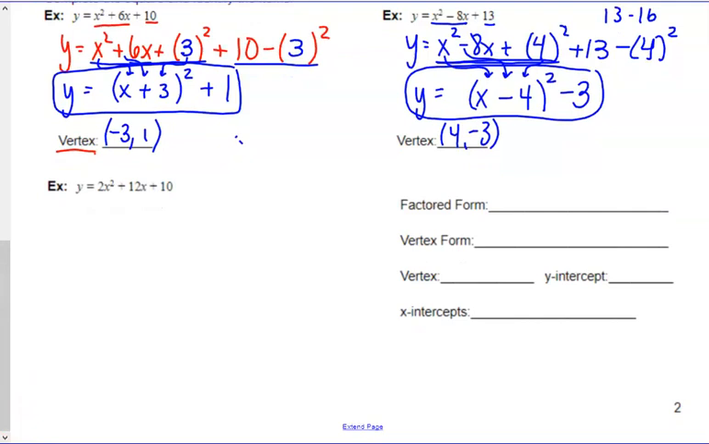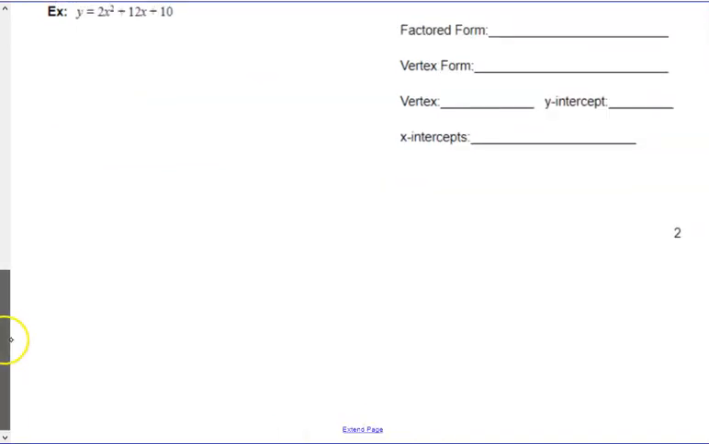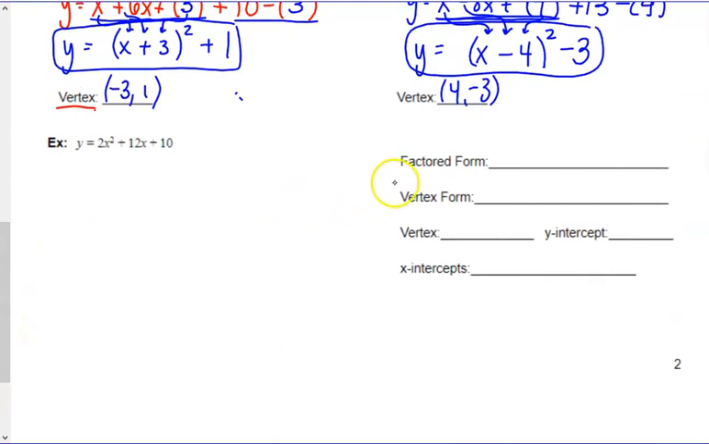All right, very good. Here we've got a couple things that we have to do: a factored form, vertex form, and then find all these other pieces. So let's just start with the factored form. That means I have to factor this equation, okay? Factored form. All right, so if I'm going to factor, so from our factoring section we said we'll take out any common terms first. Notice there's a 2, and a 2 in common. So if I take out a 2, I'm left with x squared plus 6x plus 5.